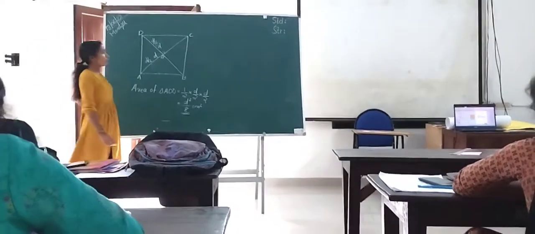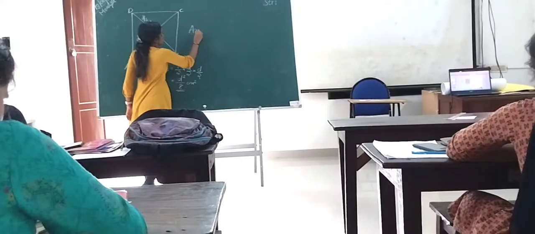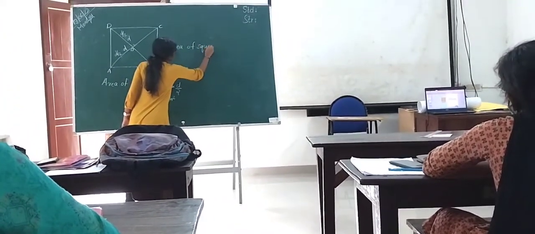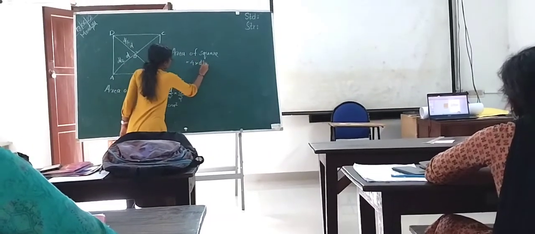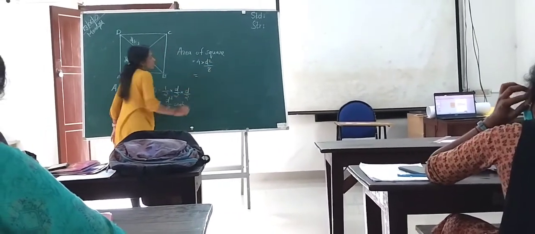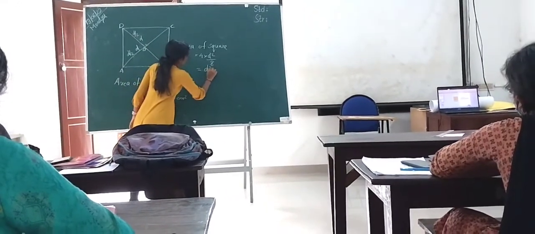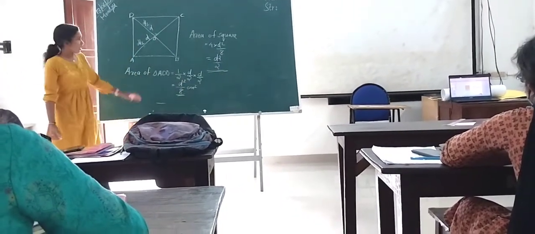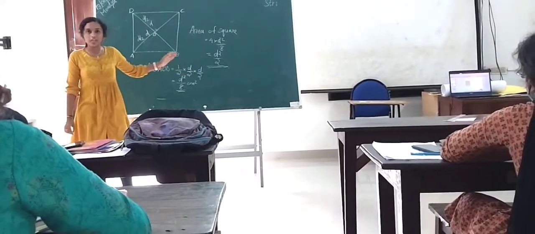Then what will be the area of the square? 4 into d square by 8. How can we simplify this? d square by 2. That is d square by 2. Therefore, the formula to find the area of the square is d square by 2.